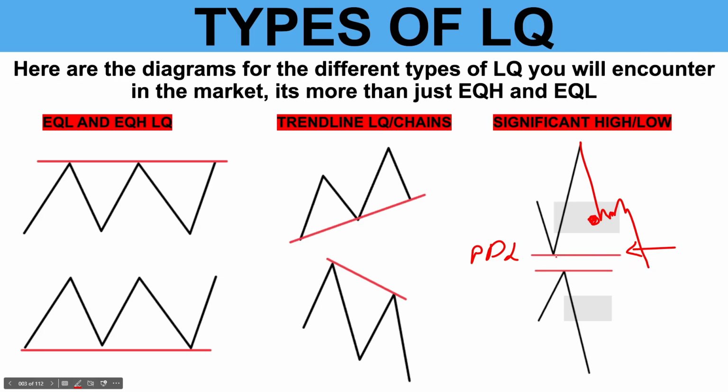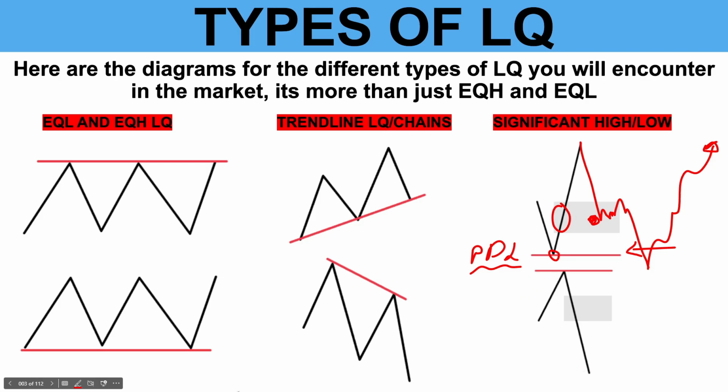The reason is because price was looking to liquidate all of the traders trading at this previous day low and ultimately at this fair value gap. It wanted to sweep this level of previous day low and sweep all the traders, and then it would have made its move towards the upside, right? So this is what you guys need to be looking out for as well.